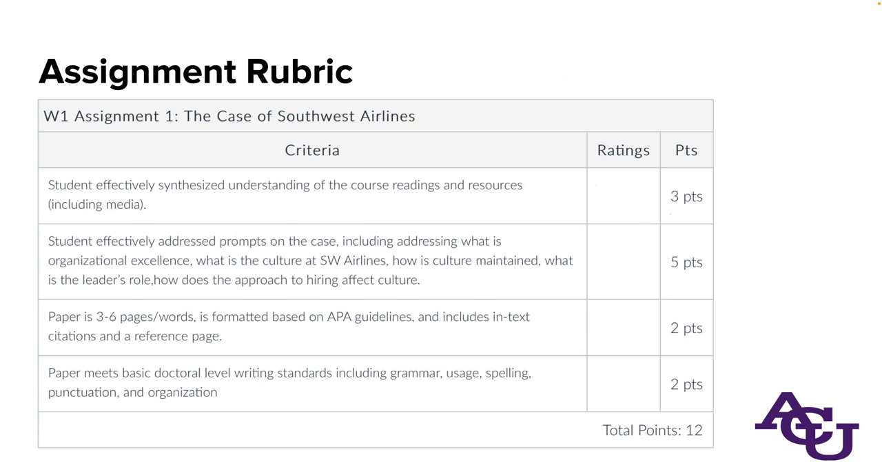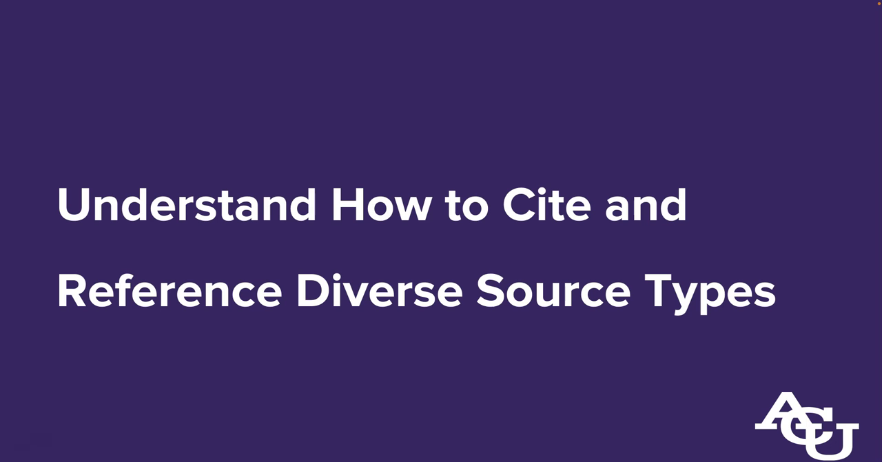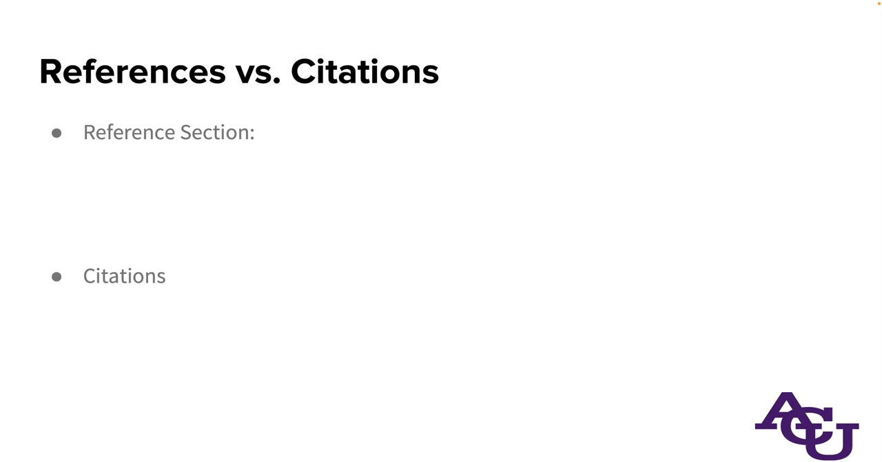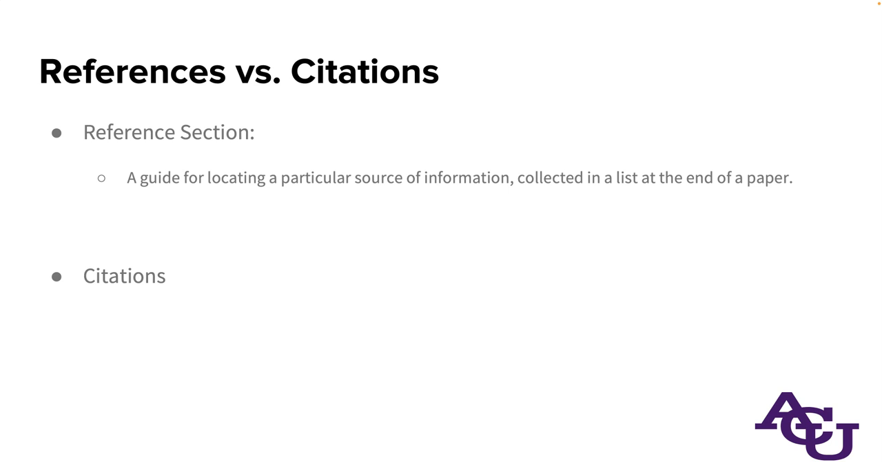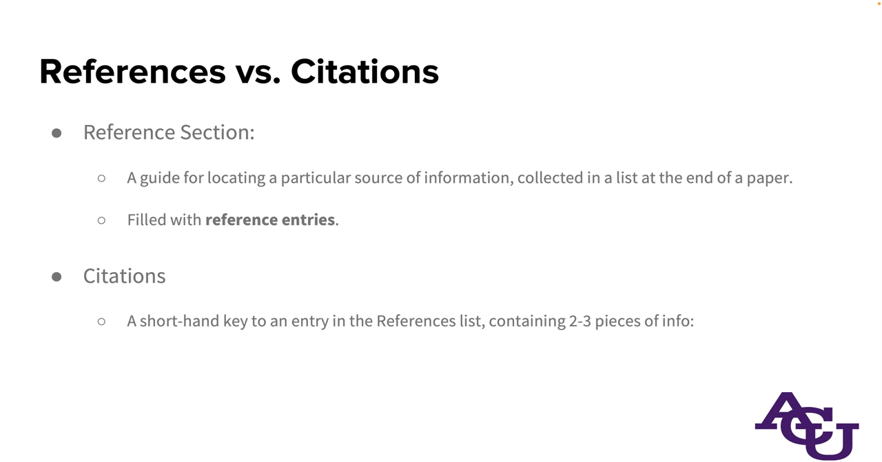So with that, let us move to the next step, just how to cite and reference the diverse source types specifically used in this assignment. So let's briefly step back and talk about the difference between the reference section and citations in the body of your document. The reference section is a guide for locating the particular source of information. It's all collected in a list at the end of your paper. And the reference section is filled with reference entries. Now, citations are the shorthand key to go look something up in the references section.